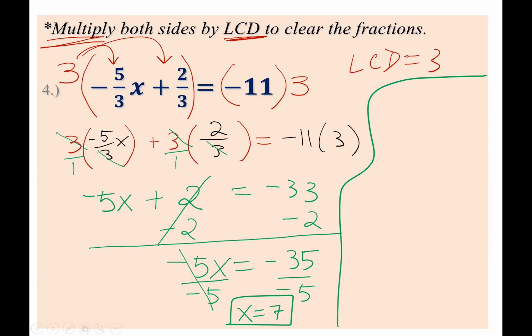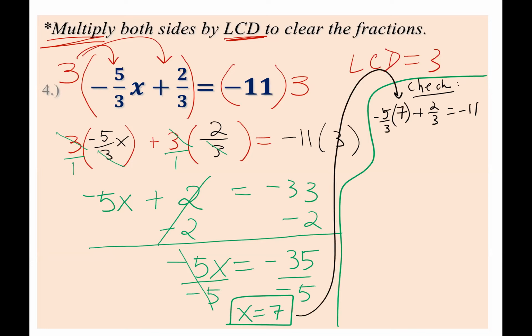So we'll take that 7 and plug it into the original problem. So -5/3. Instead of x, I'll write 7 and then plus 2/3. Equals -11. So I'm just checking right now. All right. So -5/3 times 7 plus 2/3 equals -11.